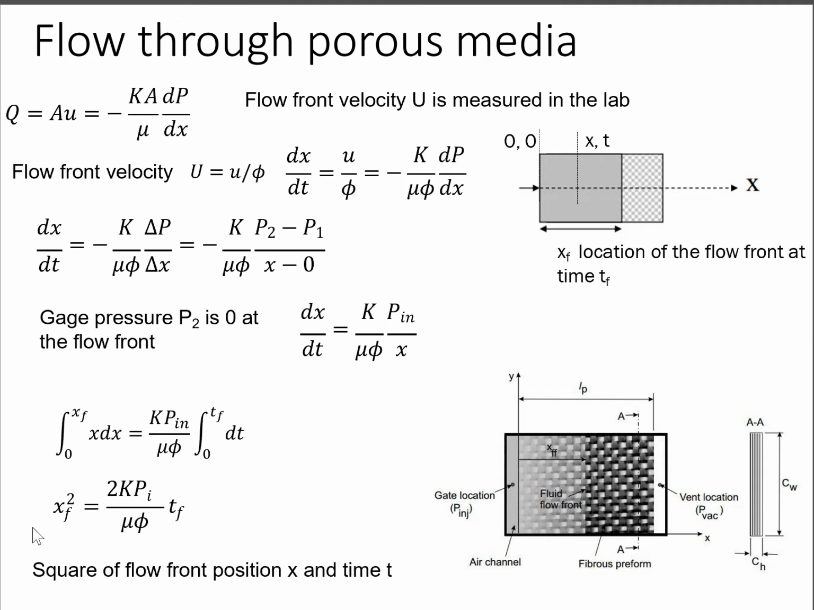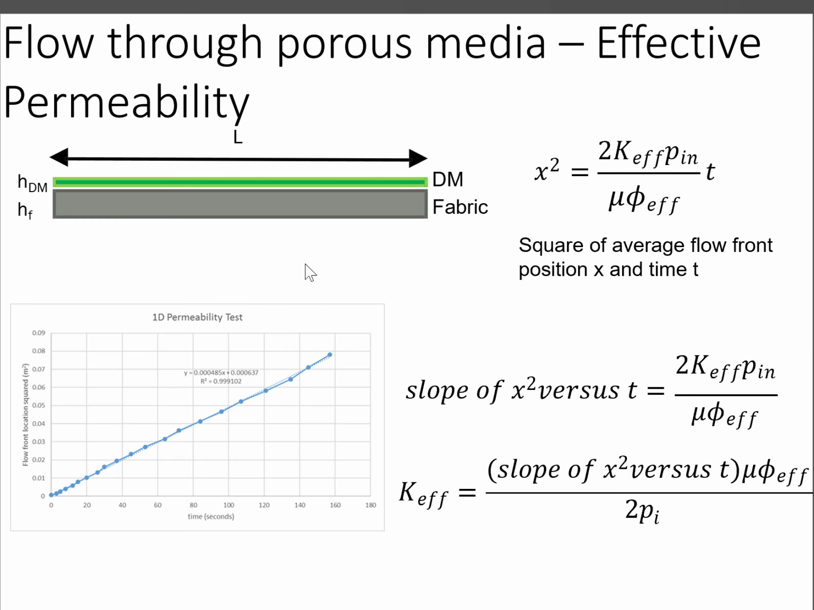So this time and location is something you have to extract from your recording. P is the atmospheric pressure, K is the permeability, and the rest of the values, porosity and the viscosity, will be given to you in a table at the end of this lecture notes.